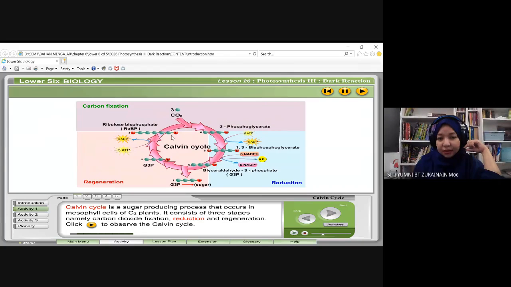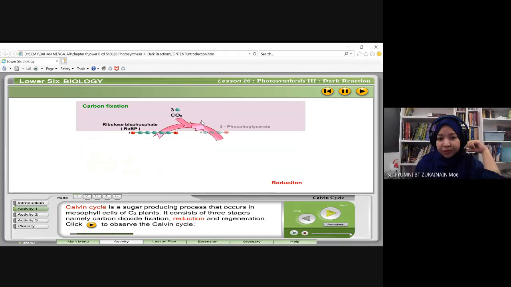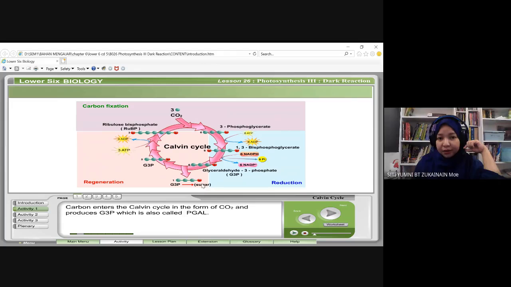Okay, this is the Calvin cycle. It's a sugar producing process that occurs in mesophyll cells of C3 plants. It consists of three stages, namely carbon dioxide fixation, reduction, and regeneration. So I click play so you can observe stage 1 of the Calvin cycle. If you notice here, carbon enters the Calvin cycle in the form of carbon dioxide and produces G3P, which is also called PGAL.